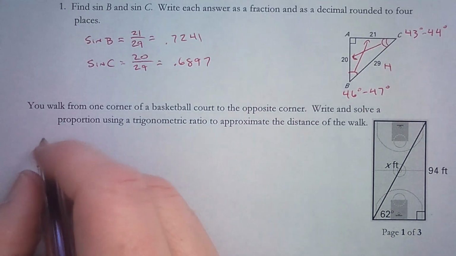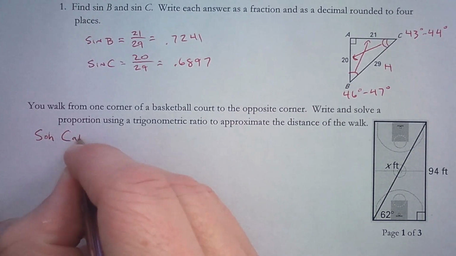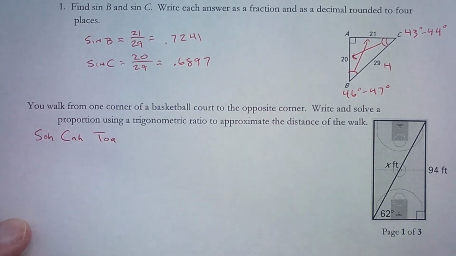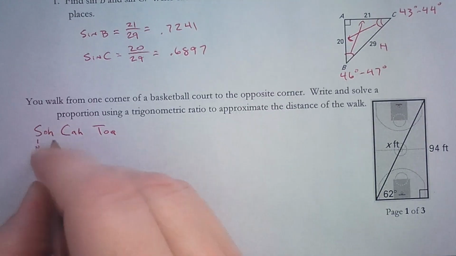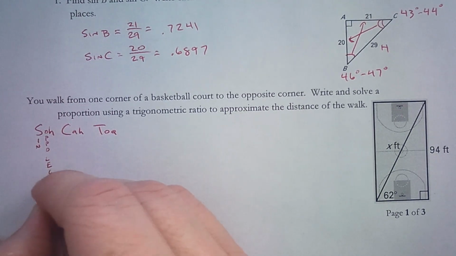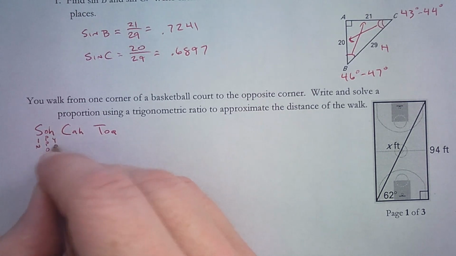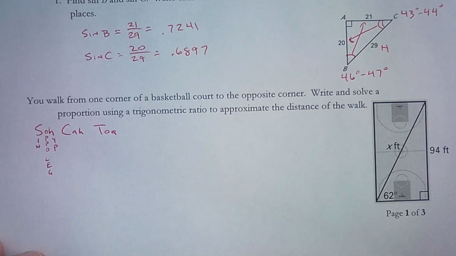So we're going to learn this word called SohCahToa. This word will help us find whether we should use sine, cosine, or tangent. Okay, so what this word does for us is it tells us that sine is opposite leg over hypotenuse. Okay, so I'm abbreviating here. Sine is opposite leg over hypotenuse.